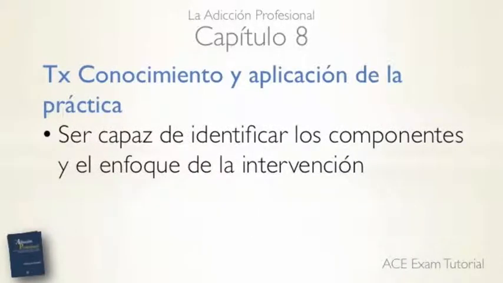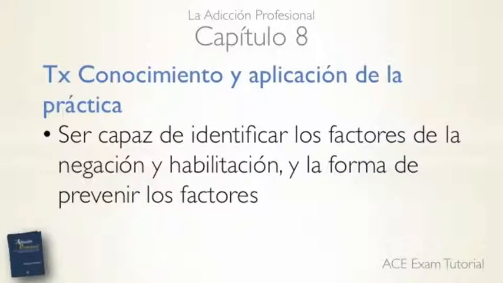In Chapter 8, be able to identify the components and approach of an intervention. Be able to identify the factors of denial and enabling and how to prevent those factors. Know who the primary client in an intervention is.